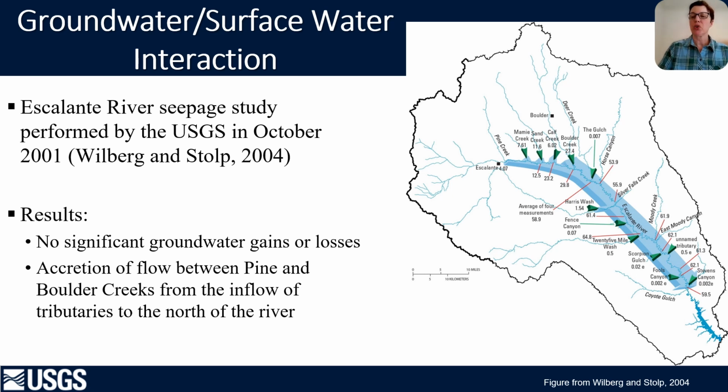Additionally, the accretion, or increase in stream flow, between Pine and Boulder Creeks was mainly from the inflow of tributaries to the north of the river, namely Pine, Mamie, Sand, Calf, and Boulder Creeks.